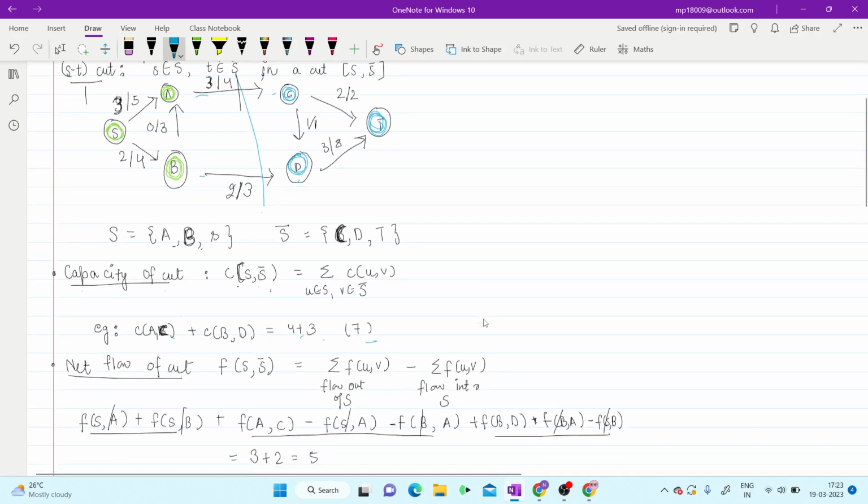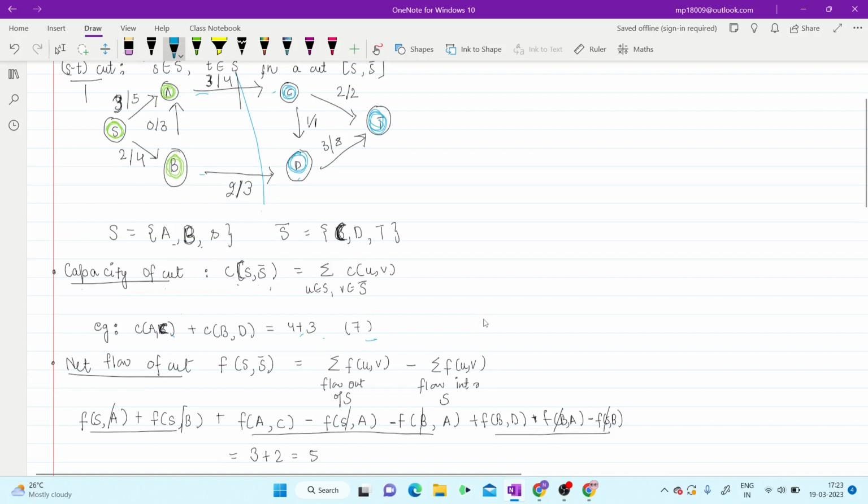If you look at this cut, it has three vertices S, A, B. What will be the flow out of the little s vertex? There are two edges going out of S, namely SA and SB. So the net flow is FSA plus FSB. Then we look at the other vertex, which is A. There is one edge going out of A, which is AC, and there are two edges coming into A. So we subtract those flow values: FAC minus FSA minus FBA. And then the third vertex is B.